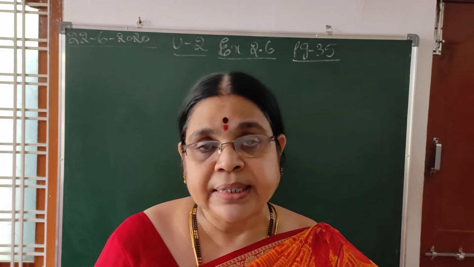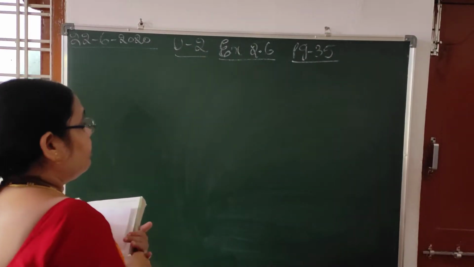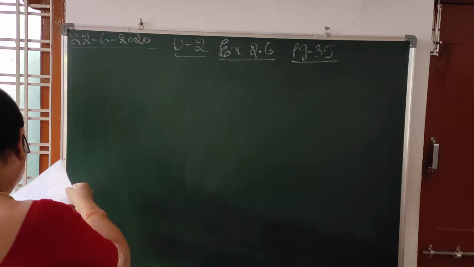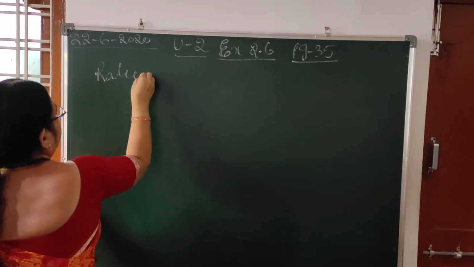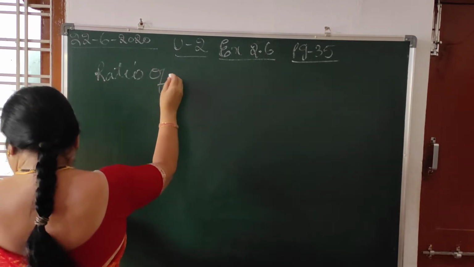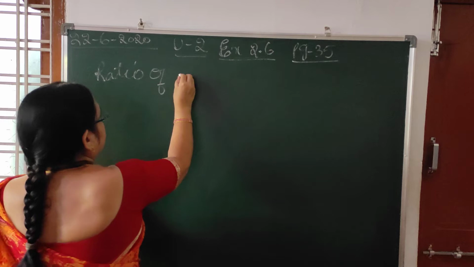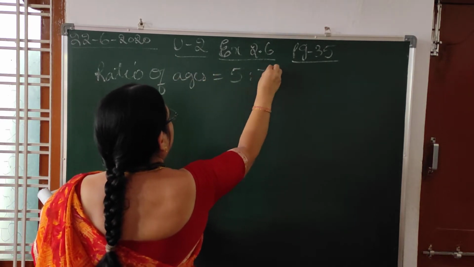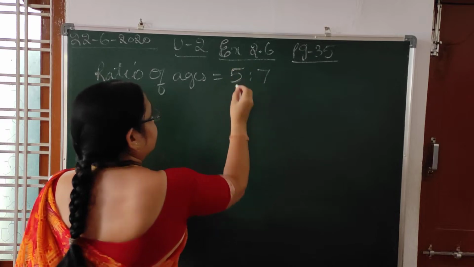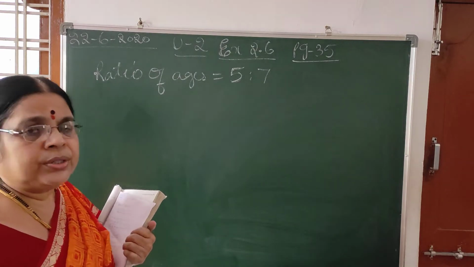Find their present ages. So here ratio of present ages is given. What is the ratio of present ages? 5:7. Ratio of ages, that is 5:7. You don't know their ages, but the ratio of their ages is given as 5:7.